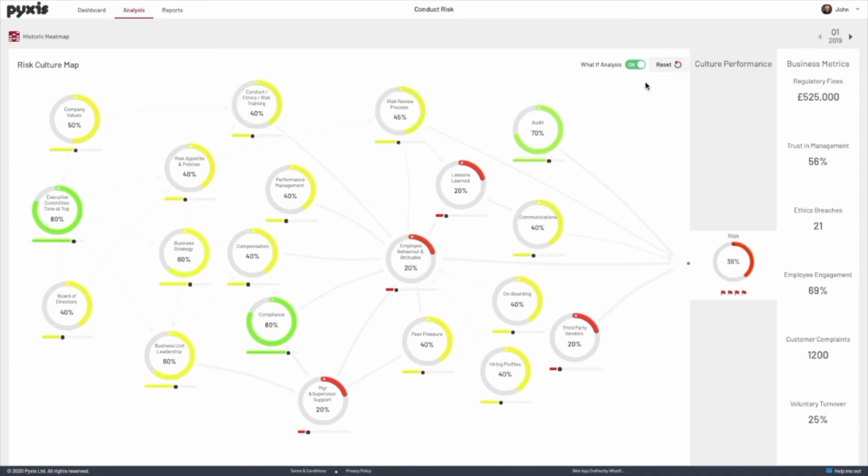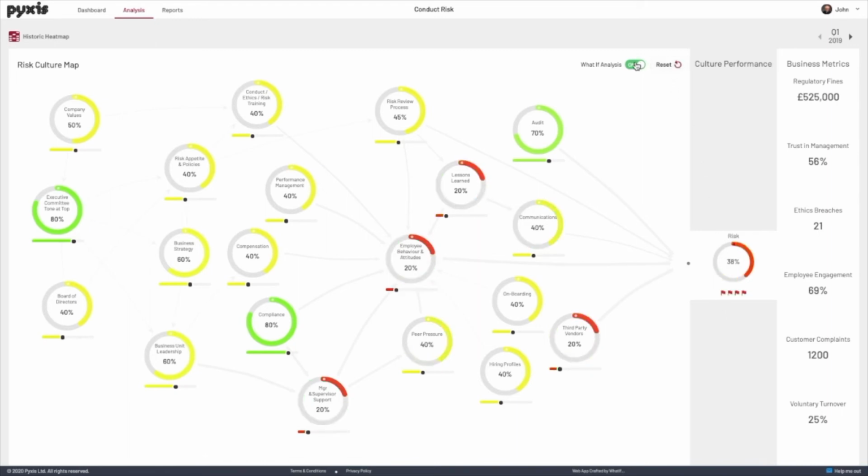A closer analysis reveals three culture drivers that, if improved, would have a significant positive impact. These are lessons learned, supervision, and third-party vendors. As you can see, improving these drivers has a significant positive impact on the overall culture.